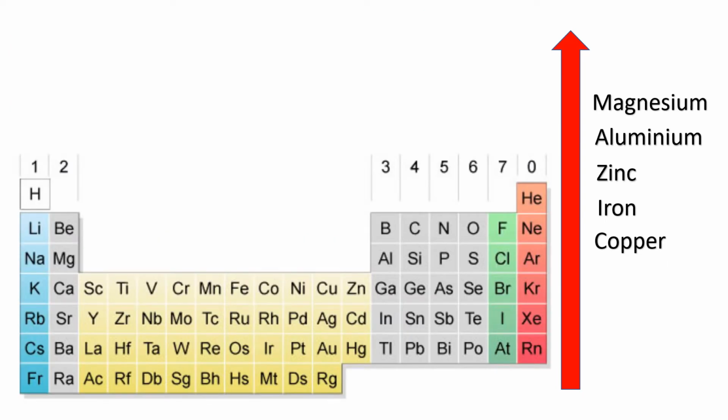Okay, so if we look at these 5 here, you'll notice magnesium is the most reactive, is over here in group 2, and then we come across here to group 3, and then we come back again to the transition metals, and there's an order there. Group 2 is more reactive than group 3. And then the transition metals are even less reactive.